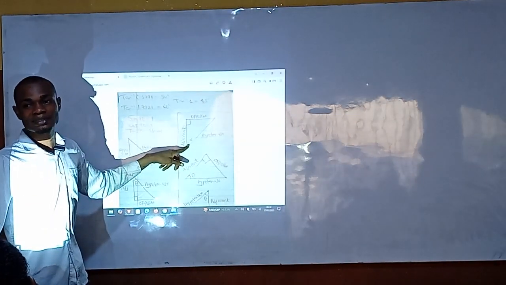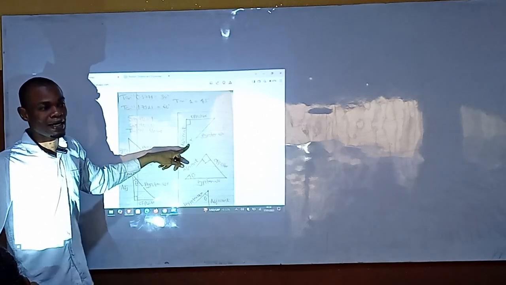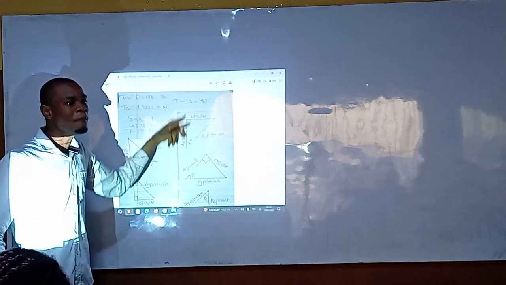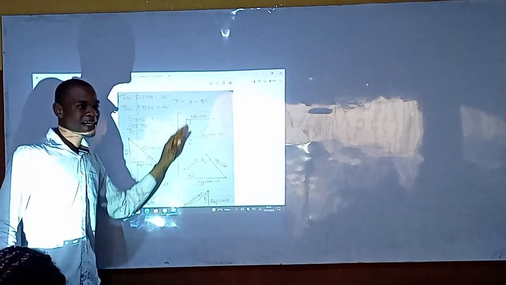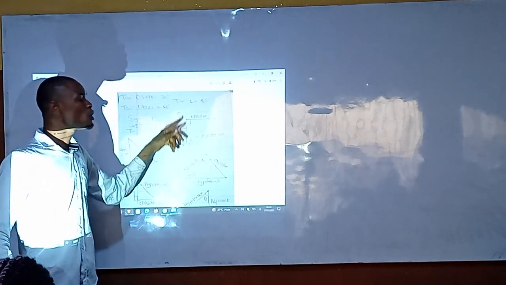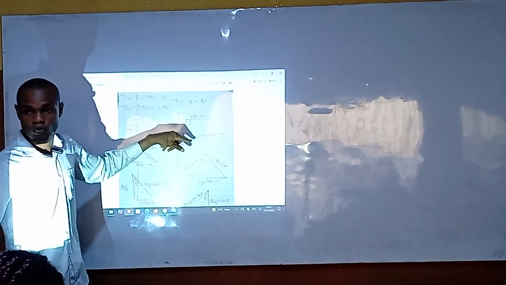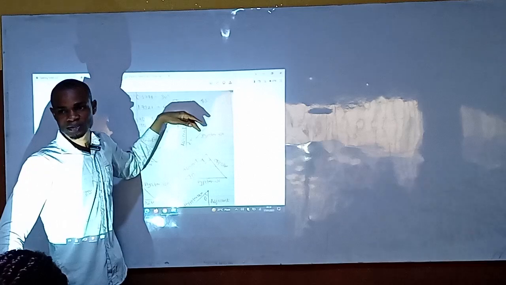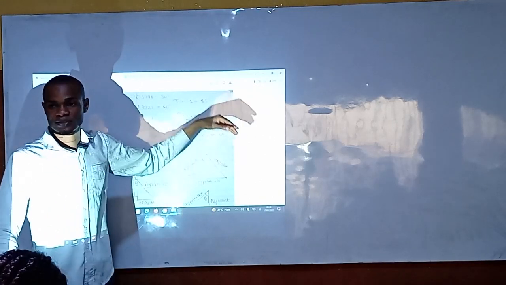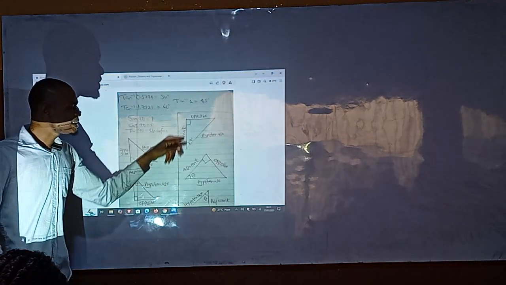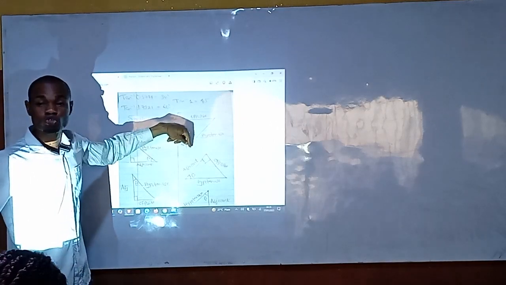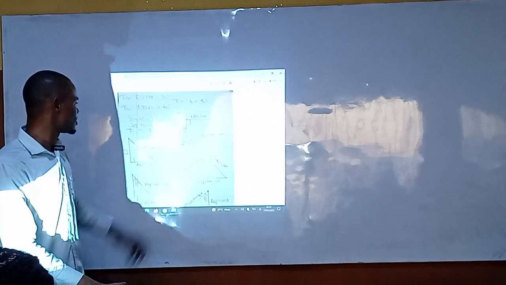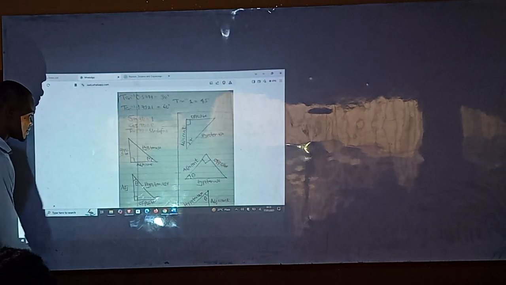I want to use this alpha. You can use alpha, theta, beta, anything to represent an angle. I want to use alpha in my calculation, so this line will automatically become adjacent. Don't think that because it's a vertical line it is opposite. No. This line will become adjacent. You need to know this very well. This place will be opposite. So a line that is associated with the angle you want to use in your calculation is adjacent.